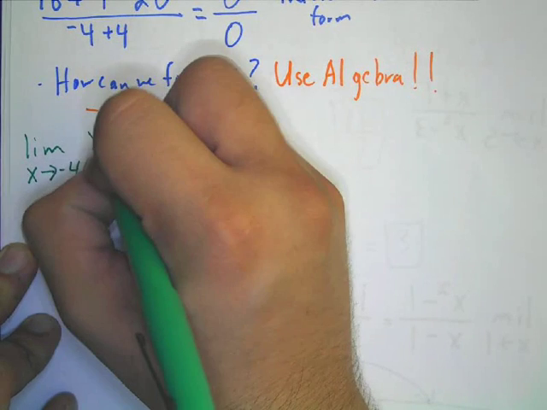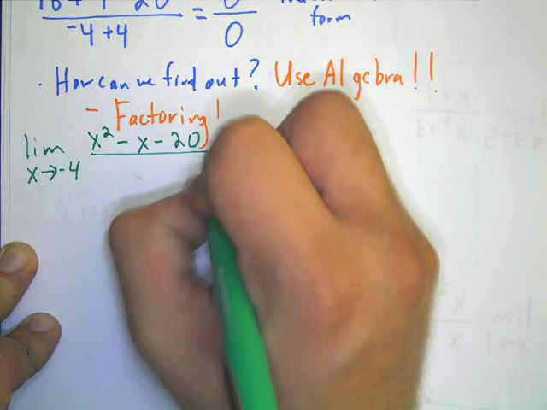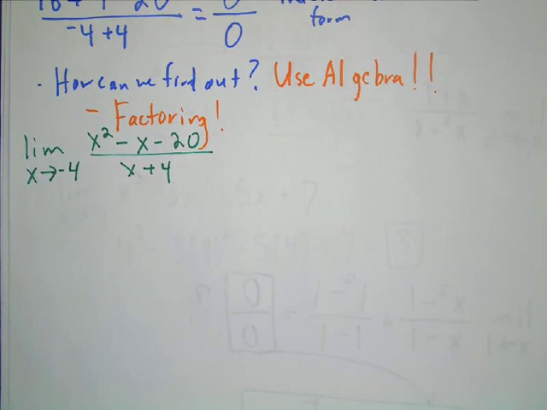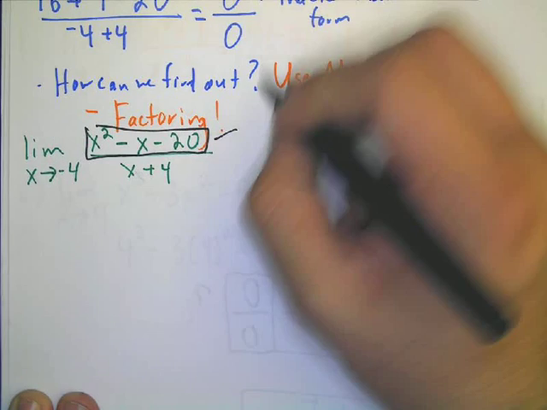X minus 20. Okay, so we rewrote this problem. What do you notice about the top here? What did you say, Dario? It's a quadratic equation. It is a quadratic equation, exactly. So smart.